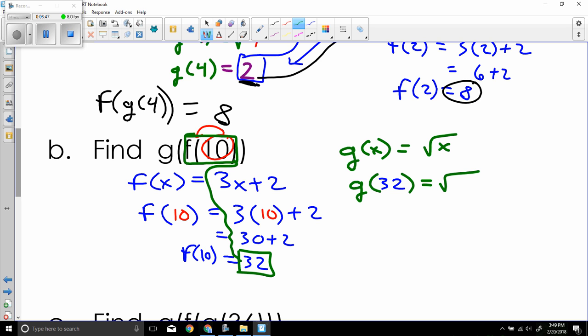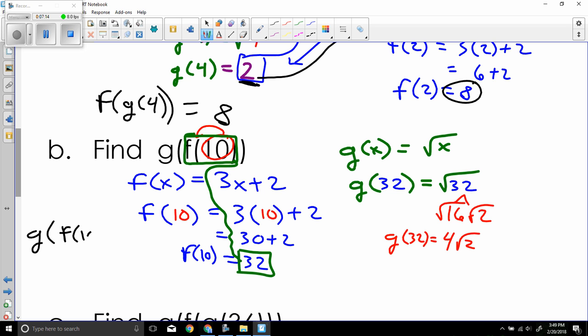Well, that equals then the square root of what? Well, 32. No, you cannot get away with just putting that in the calculator. How does it break down? Well, 16 times 2. Okay, square root. That is 4 radical 2. No need for plus or minus here. Okay, think back again. What's the original question? Oh, g of f of 10. Oh, well, that's got to be 4 square roots of 2.